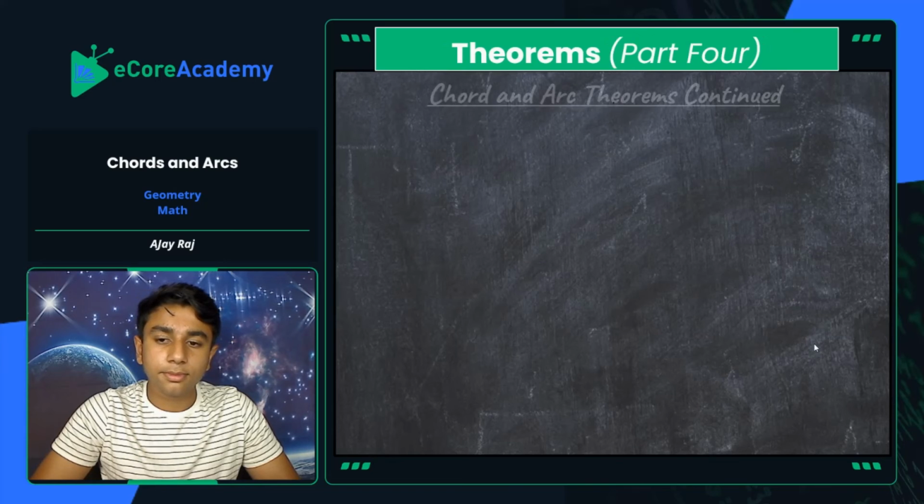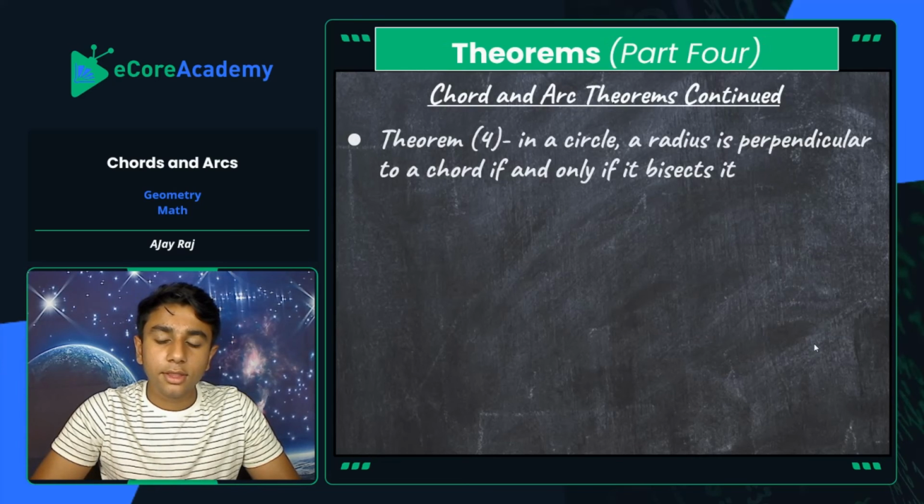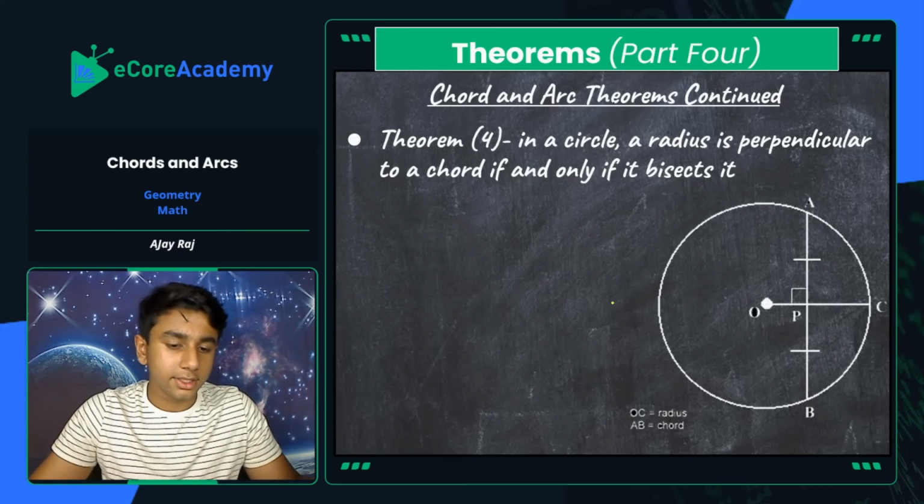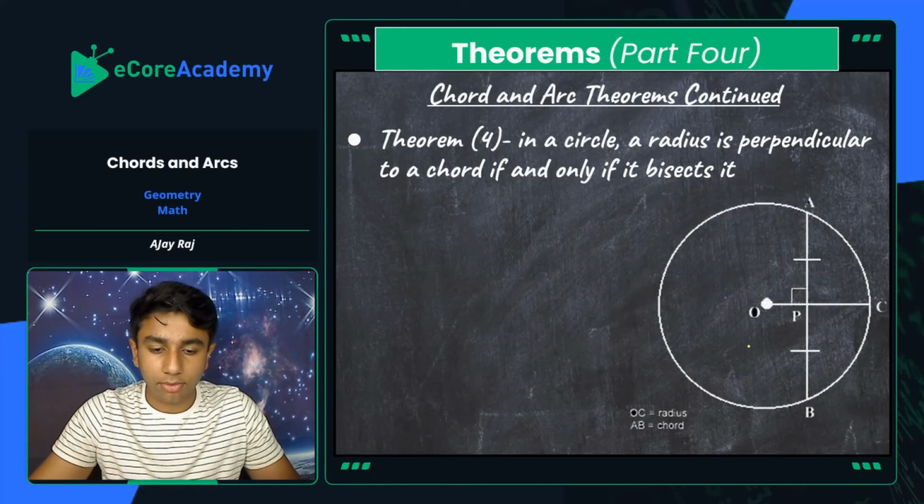And finally, for theorems part 4, chord and arc theorems continued. Theorem number 4 states that in a circle, a radius is perpendicular to a chord if and only if it bisects it. So I did refer to this in my previous video. I'm just going to go over it again. And I stated this in tangents and circles, went into depth with it as well.